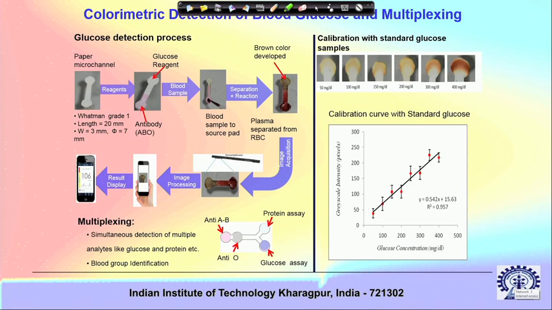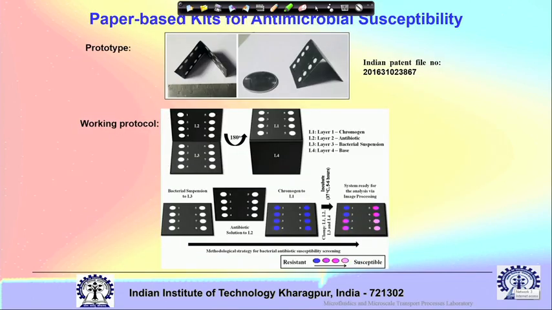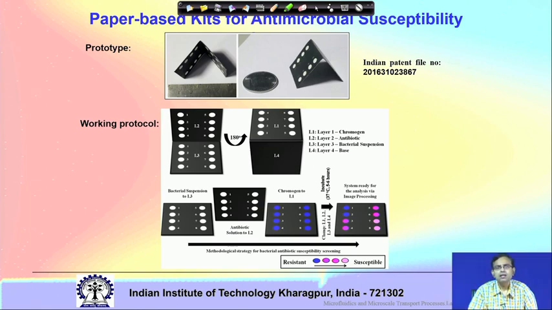So, one can do both the protein assay and the blood glucose assay in the device that is being demonstrated here. I will come to a second example, which is a very interesting example. This is a paper based kit for antimicrobial susceptibility. This is a patent jointly filed in cooperation with the Indian Council for Medical Research or ICMR, working on a topic which is very much relevant to the medical industry.